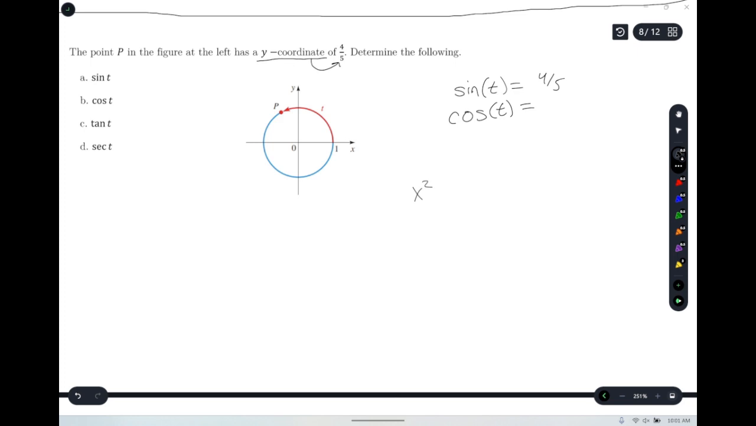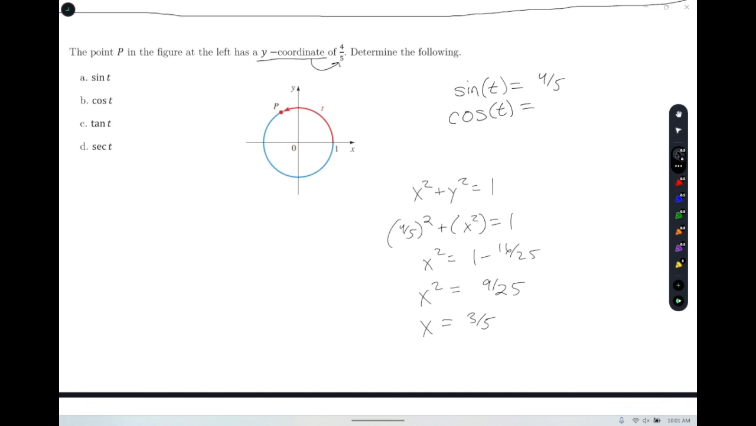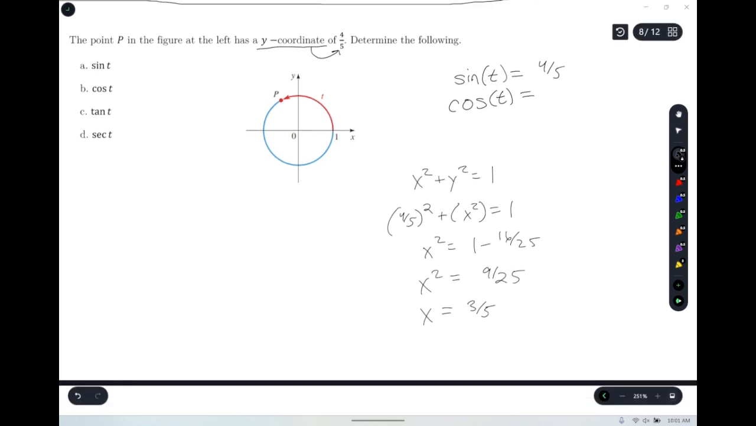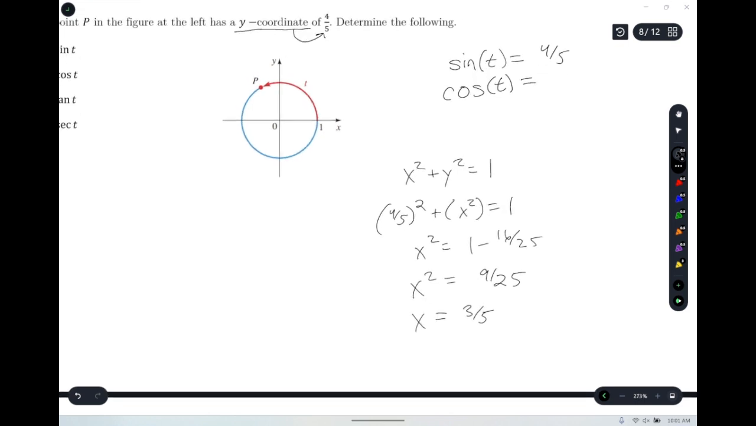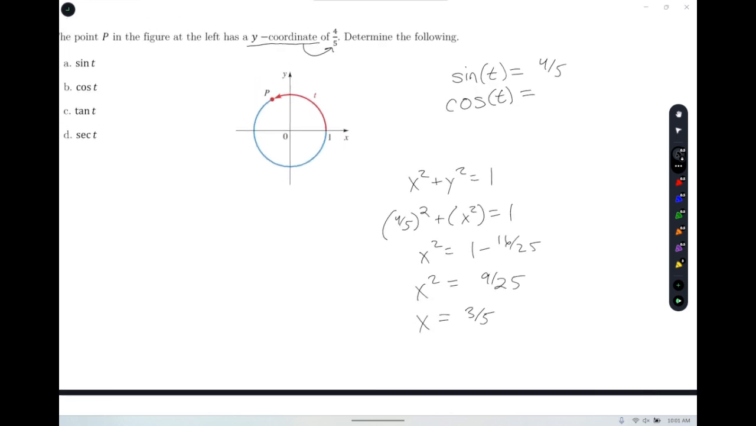4/5 squared plus x squared equals 1. So you get x squared equals 1 minus 16 over 25. X squared equals 9 over 25. X equals 3 over 5. Almost like it's a 3, 4, 5 triangle. And this is just close. Oh yeah, because x is cosine.